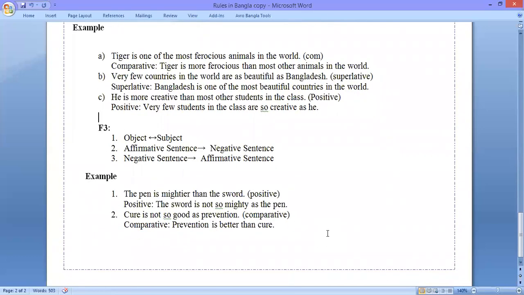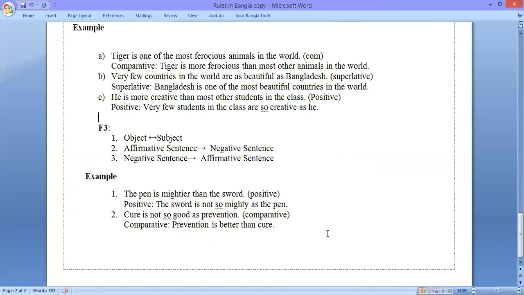Okay, now if you want to discuss formula 3, in this formula we need to make the object the subject. If the sentence is affirmative, we need to make this negative, and if the sentence is negative, we need to make this affirmative. We should keep in mind that we shall have to change the form of degree according to the direction. If I give an example, you can understand that very easily.